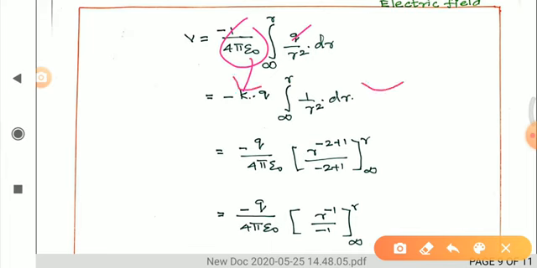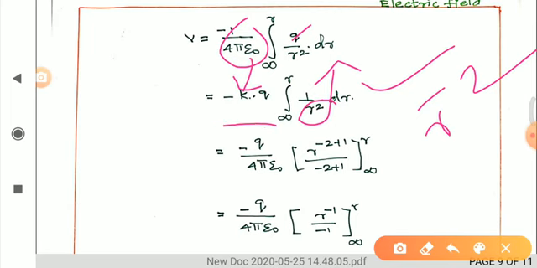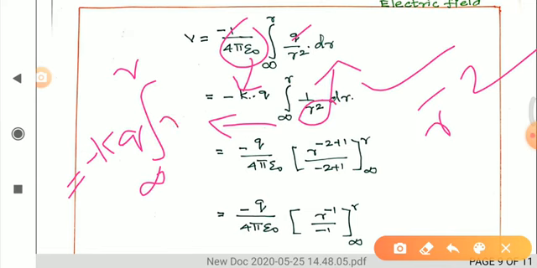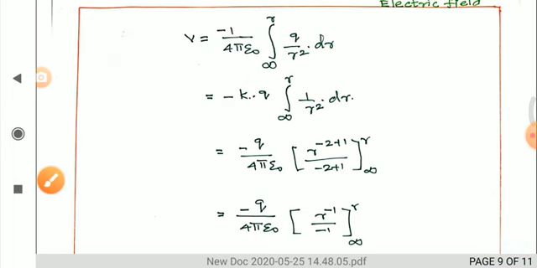So what will be remaining in the integral part? Integral from infinity to R of 1 by R square into dr. When R square is brought to the numerator, it can be written as R power minus 2. One more step, so that you can understand: for you I am writing it again, it is equal to minus K into Q into integral from infinity to R of R power minus 2 into dr. If you are not understanding, you can write this step. Okay, are you clear? Right. Now we can move to the next. What is the next integral part?